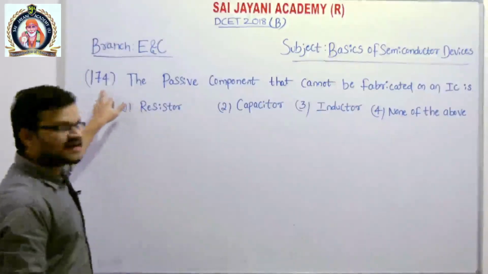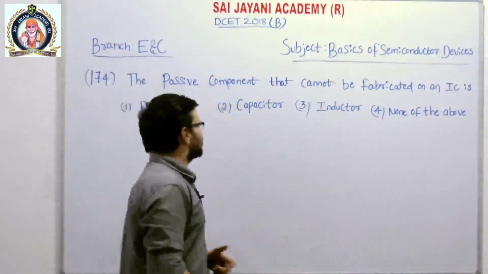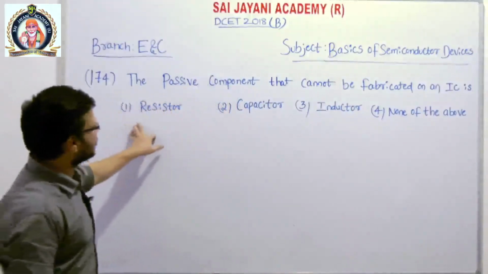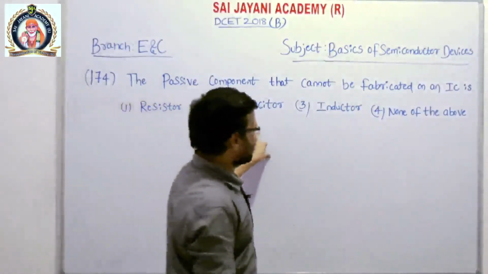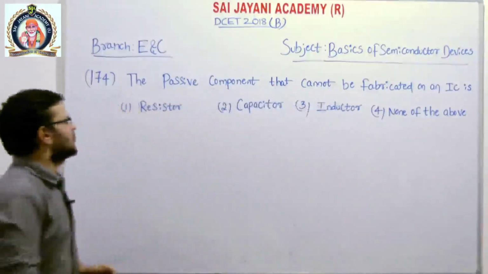Question number 174: the passive component that cannot be fabricated on an IC. The options are given below. The first one is resistor, the second one is capacitor, the third one is inductor, and the fourth one is none of the above.